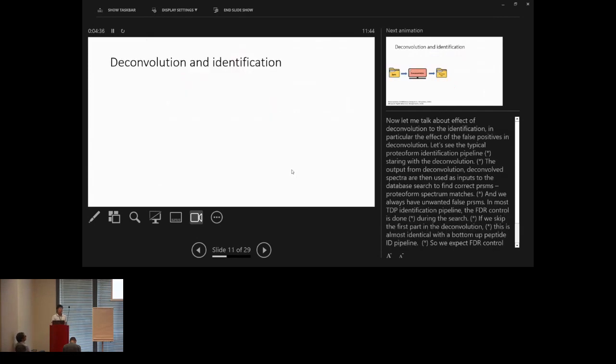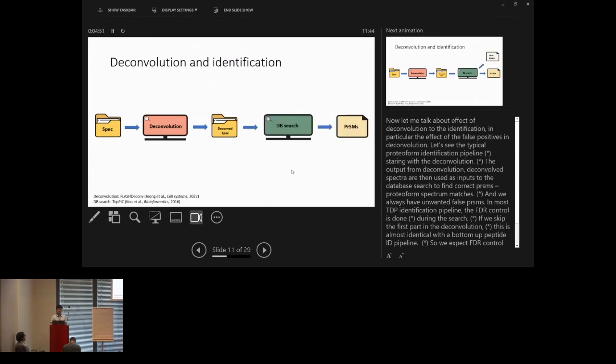And then what is the connection between convolution and identification? I will show you the typical pipeline for identification of proteoforms. First, we do the convolution, as I just said, and from the raw spectrum we get the convolved spectrum. After that, we do the database search, as in the bottom case, and we want to get the proteoform spectrum match, or in other words, PrSM. Some people say this is "prism", but that's PrSM.